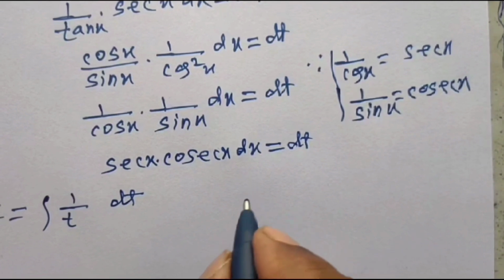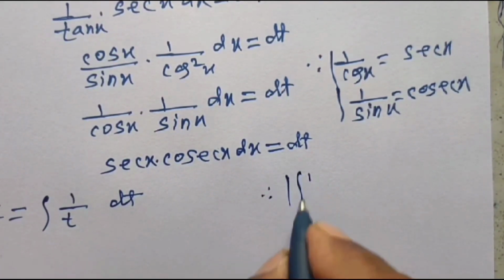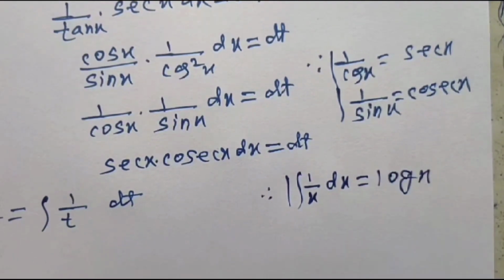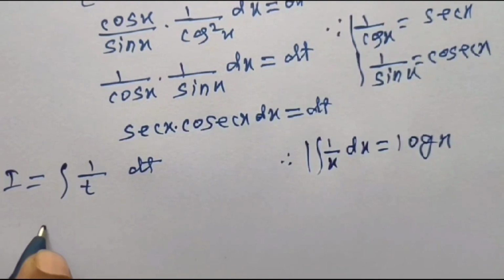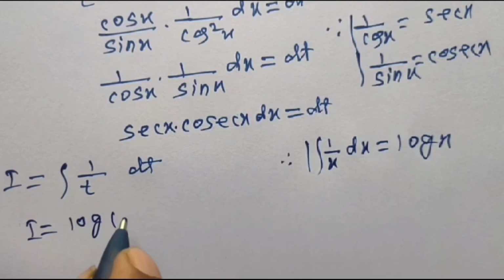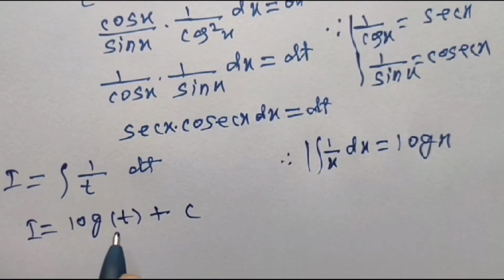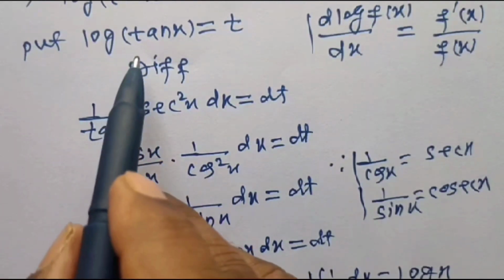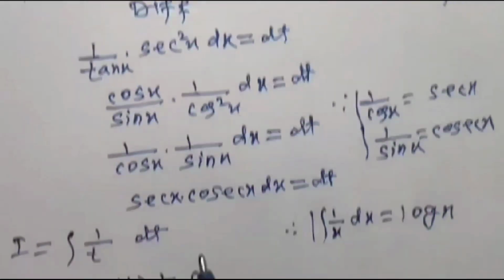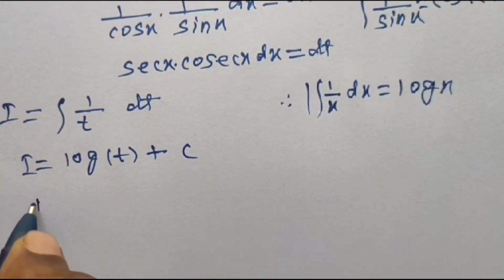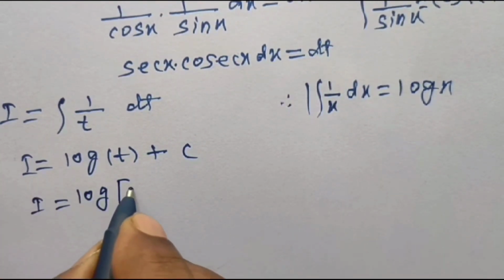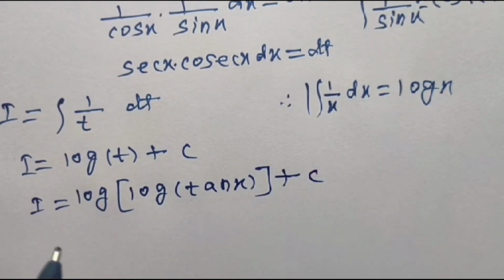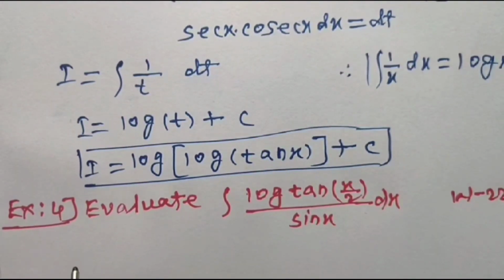But you know the integral formula, integral of 1 upon x with respect to x is equal to log x. So this can be written as I is equal to log t plus integral constant c. t is the new variable, we want the old variable. You can replace t by log of tan x due to this substitution. Hence I is equal to log of, in brackets, log of tan x plus integral constant c, and this is the answer. Let us solve sum number 4.